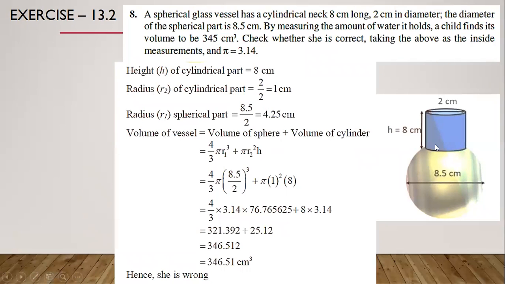Now volume of the vessel will be volume of the sphere plus volume of the cylinder, which is 4 by 3 pi r cube plus pi r2 square h. Substituting the values, and they've given pi value to be 3.14, so we'll substitute that also. We'll get 346.51 centimeter cube. But what did the child find? 345. They are not the same, so the child is wrong in calculating the value. Okay.